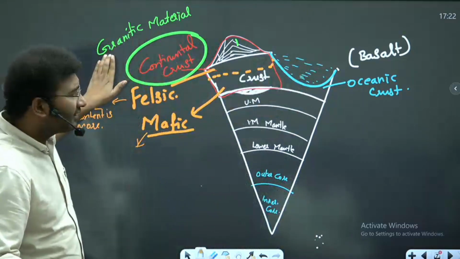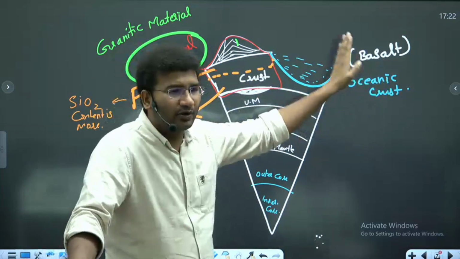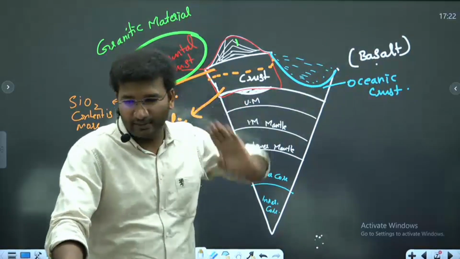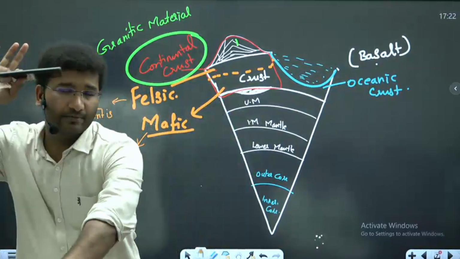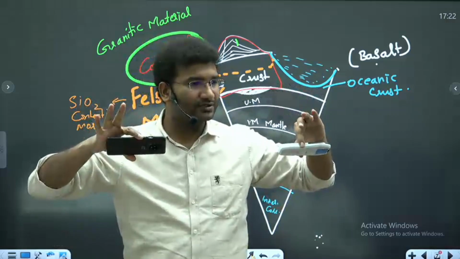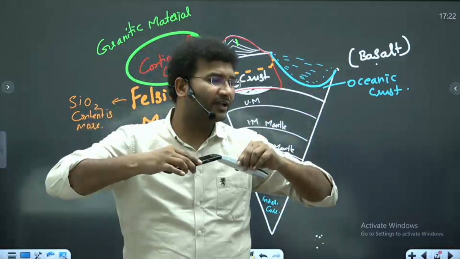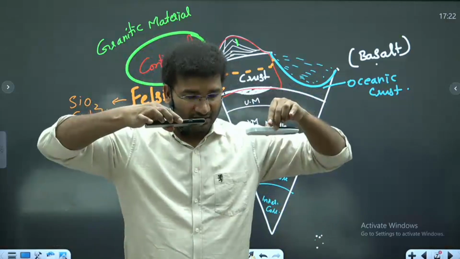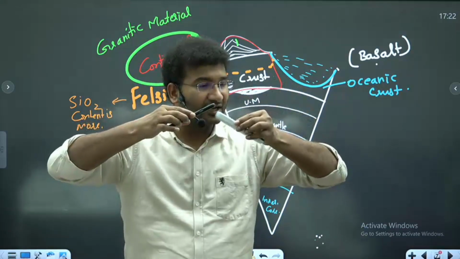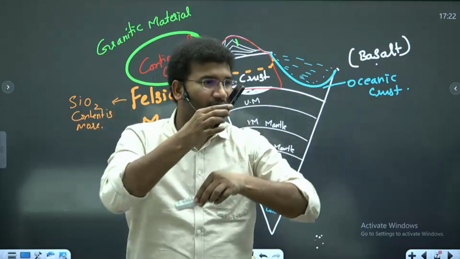When I take granitic rock and basalt rock, which has more density? It is basalt. Right? Suppose this is my basalt rock and this is my granitic rock. If I am moving both of them against each other, or pressing them against each other, it is always the basalt that will go down and the granite that will rise.